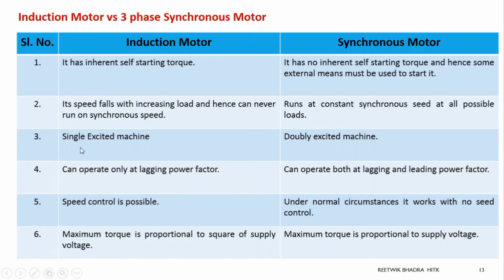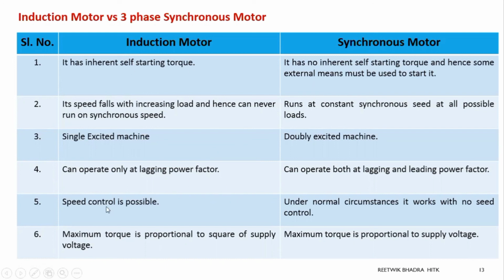Induction motor, you know, is a single excited machine. Synchronous machines, you know, are double excited machines. AC is fed to the armature and DC is fed to the field, so double excited. This induction motor only operates at lagging power factor. Synchronous motor can operate at both leading and lagging power factor. Induction motor speed control is possible only in the case of wound rotor induction motor. Synchronous motor, under normal circumstances, operates at synchronous speed, so generally we don't talk about speed control.